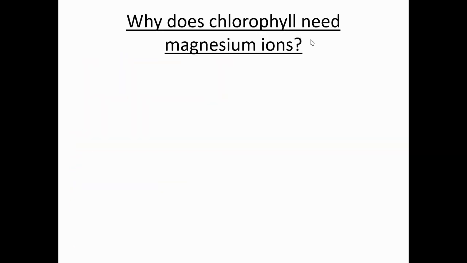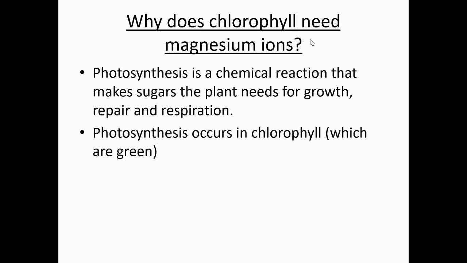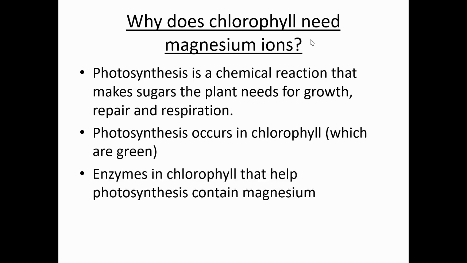There we are. Why does chlorophyll need magnesium ions? Well, photosynthesis is a chemical reaction that makes sugars the plants need for growth, repair, and respiration. Photosynthesis occurs in chlorophyll, and chloroplasts are green. The enzymes in chlorophyll that help photosynthesis contain magnesium.